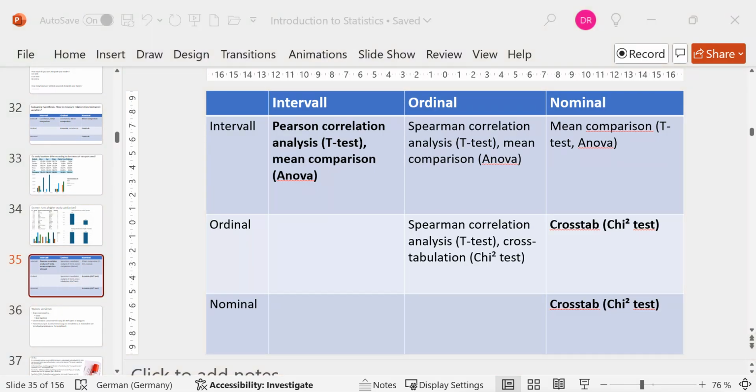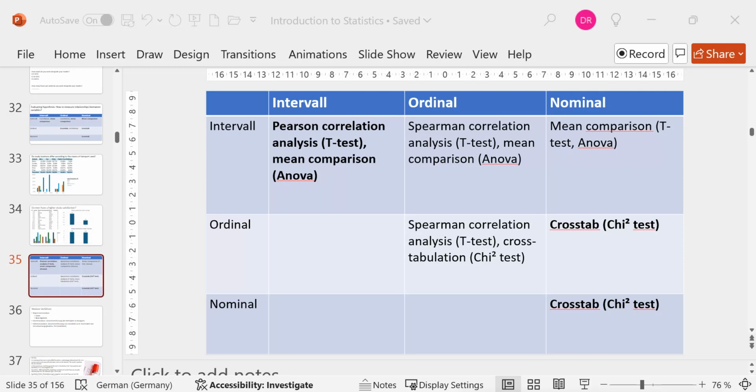Basically, we have to deal with three different tests. First, the chi-square test. The chi-square test we usually use to evaluate differences in cross tables. What we basically do is we calculate a p-value, and the p-value always gives you the probability that the null hypothesis is true. The null hypothesis is usually there is no difference between two groups, or there is no relationship between two variables.